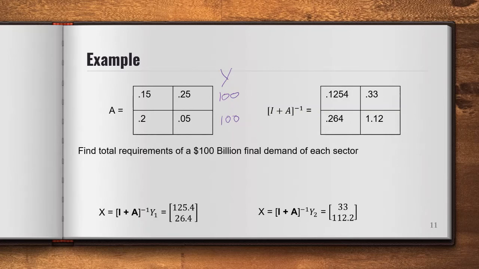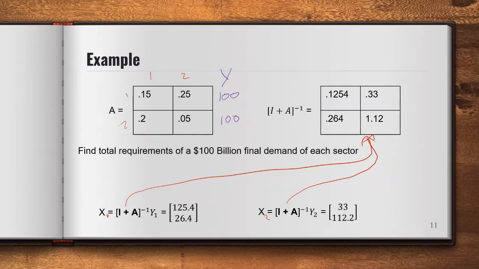So let's say this was sector 1, this was sector 2. Let's say we want to know the output if there is a $100 billion demand from sector 1. This is Y1, this is Y2. Let's say this is X1, I'm labeling this, and this is X2. So this is the output that we need of each sector, and this A is this matrix over here, and Y1 this. So we are considering each one.